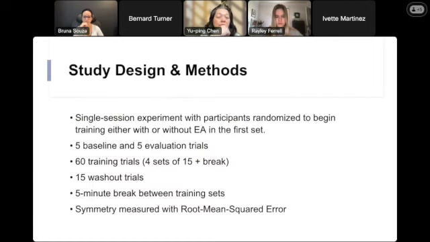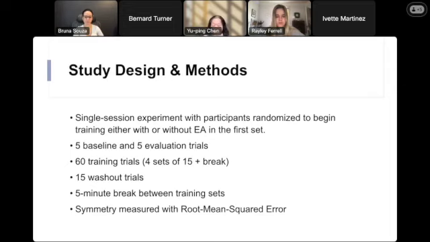And so a little bit more on the study design and methods. They decided to do a single session experiment with the participants randomized to begin training either with or without error augmentation in the first set. They did 5 baseline trials and 5 evaluation trials. Then they did 60 training trials in between the baseline and evaluation trials, broken down into 4 sets of 15, with a break between each mini set. At the end of the training, they did 15 washout trials. And they did a 5-minute break between each training set.